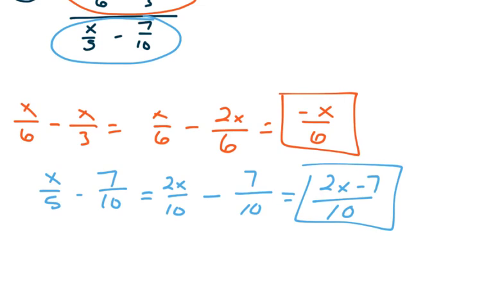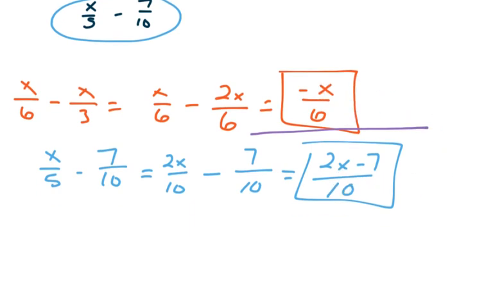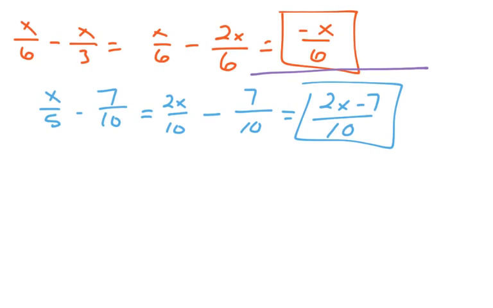So really what I've got is the fraction in red over the fraction in blue, and it's basically one big ugly fraction. And how do we simplify it? We simplify it by taking the numerator times the reciprocal of the denominator. Okay, so let's do that. We're going to have -x over 6 times the reciprocal, so we're going to have 10 over 2x minus 7.